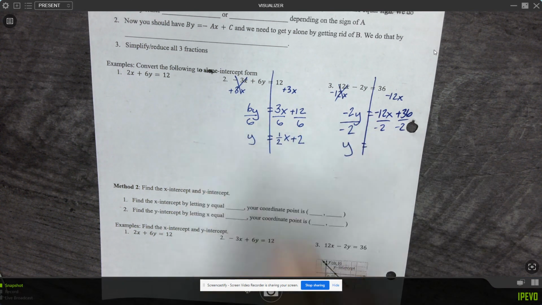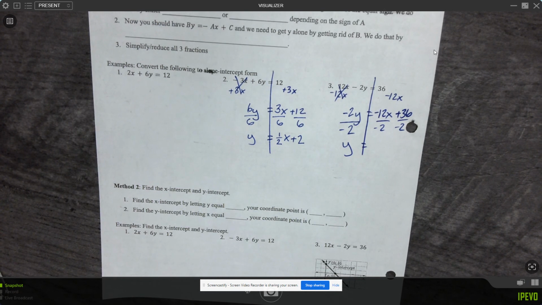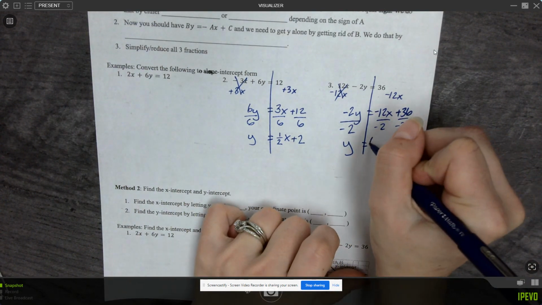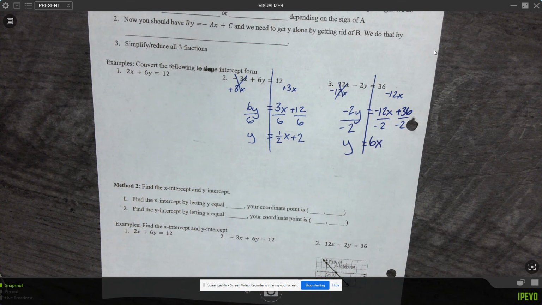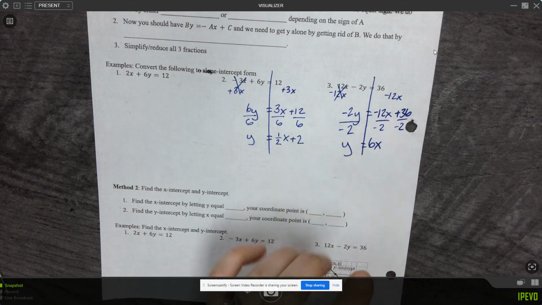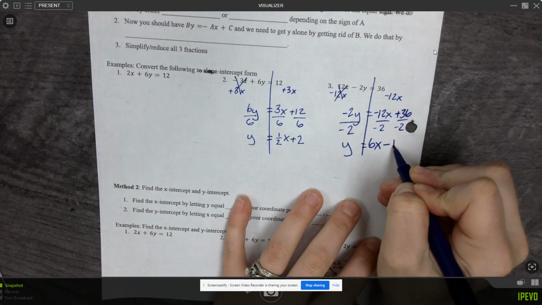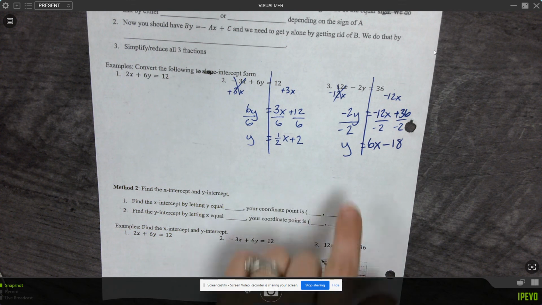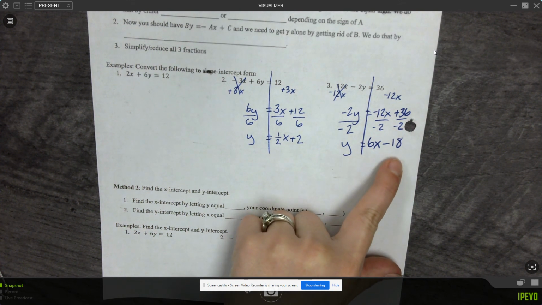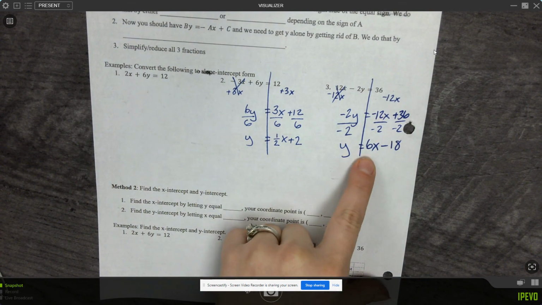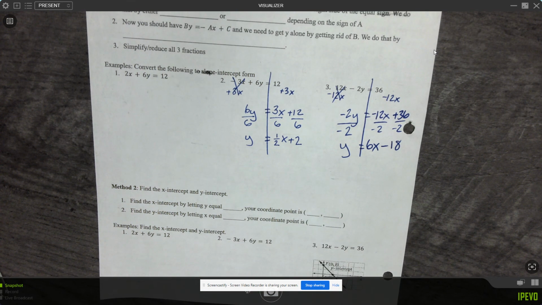Negative divided by a negative is a positive. And 12 divided by 2 is 6. So this is 6x. 36 divided by negative 2. A positive divided by a negative is a negative. And 36 divided by 2 is 18. So y equals 6x minus 18, which would be your slope being 6 and your y-intercept being negative 18.